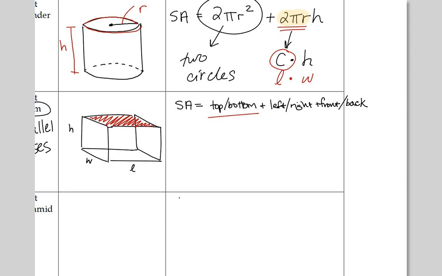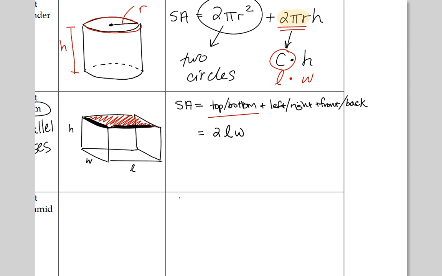Do you agree that that's the top? Do you agree that the bottom is the exact same? Okay. What is the formula for the top? What do you have going this way? Length, and what about this one? Width. So we'll call that one LW, and there are 2 of them. Do you agree?